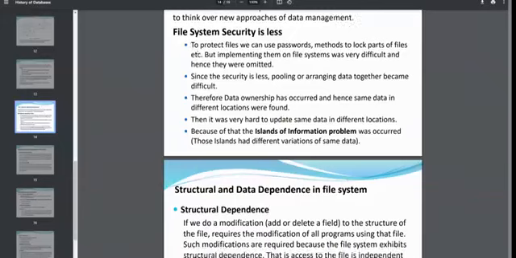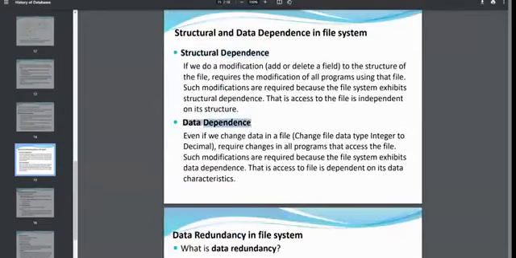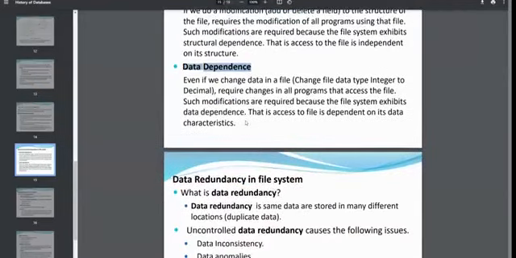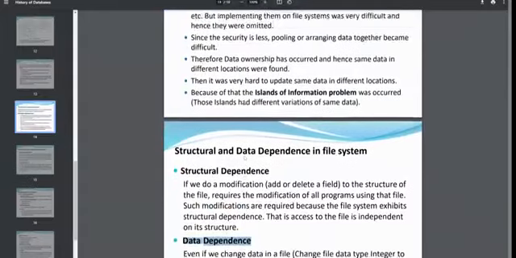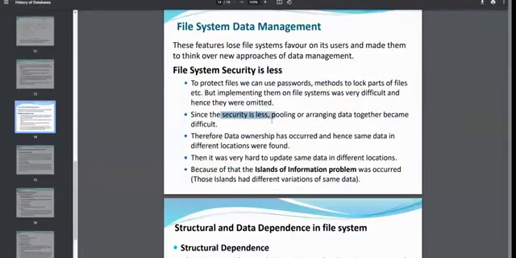What are the reasons? We can mention that one reason is structural dependence. Is it an advantage or disadvantage? Or data dependence. Are these things advantages or disadvantages? Think. The less security means, you can easily understand, this is a bit of a problem. Data ownership has occurred since data was found at different times and locations, so there is no good data consistency.